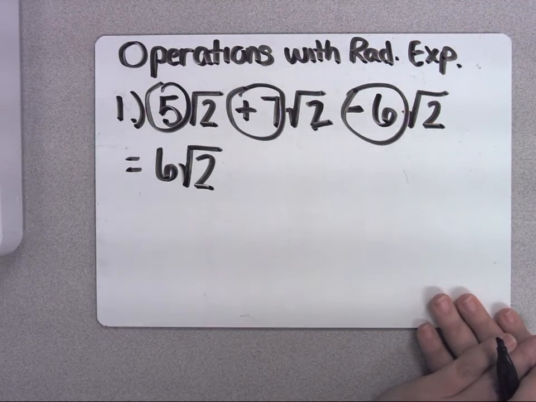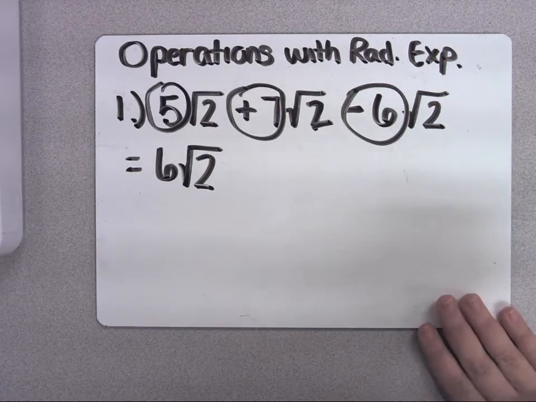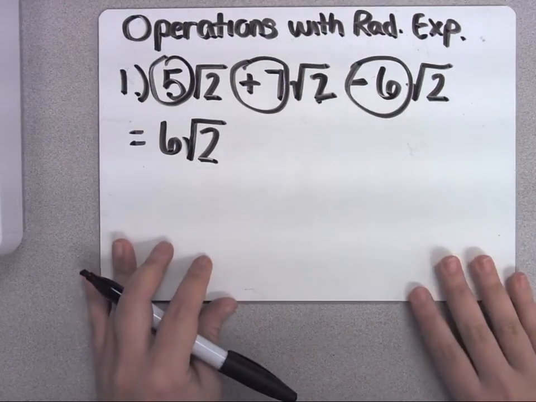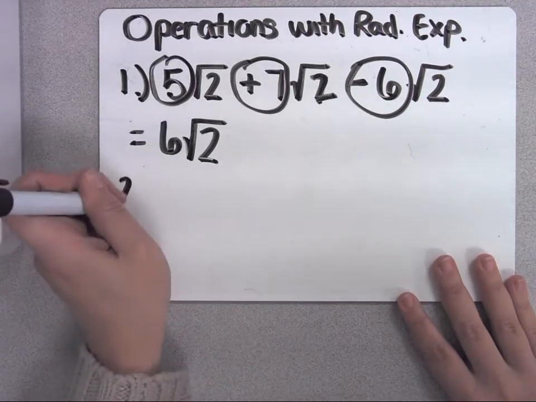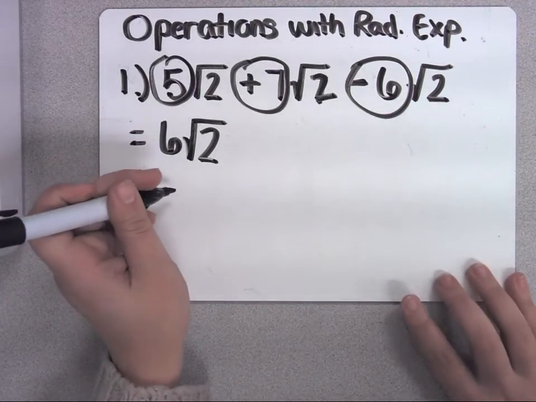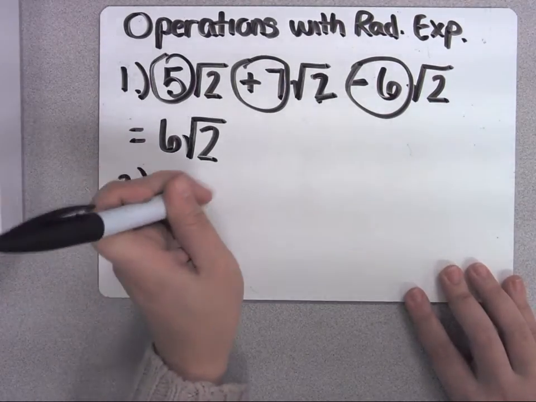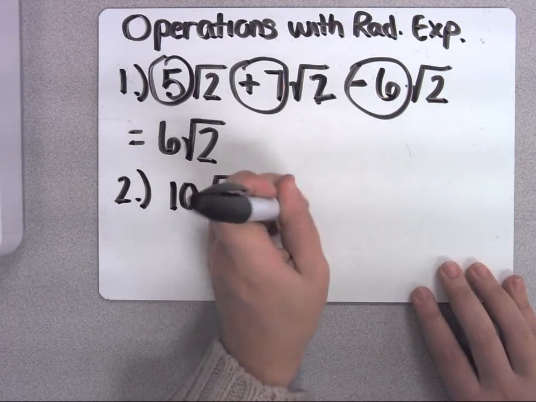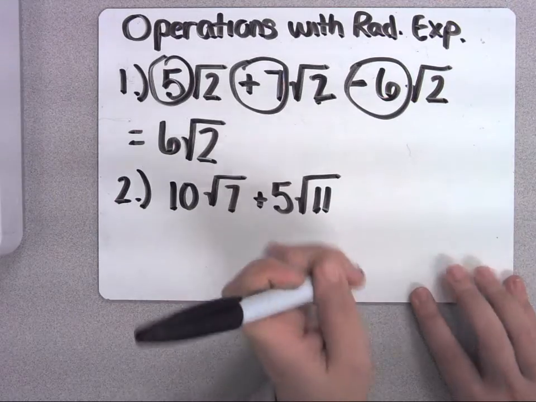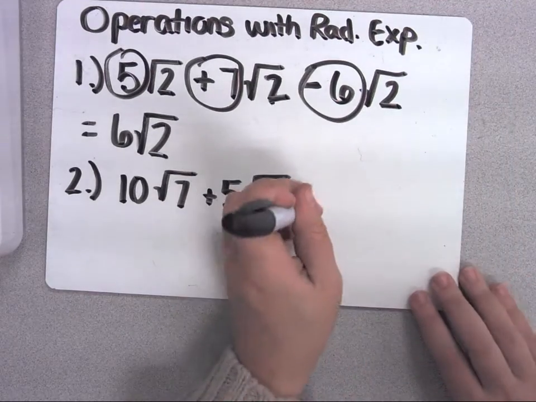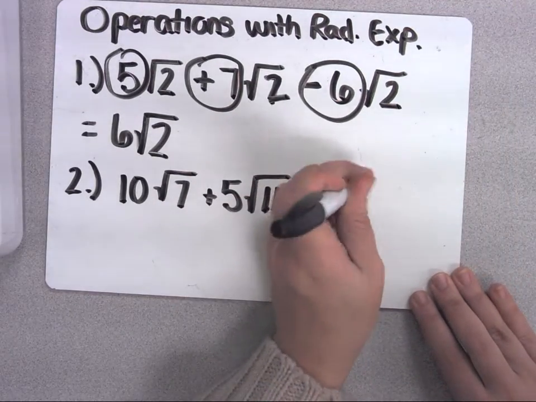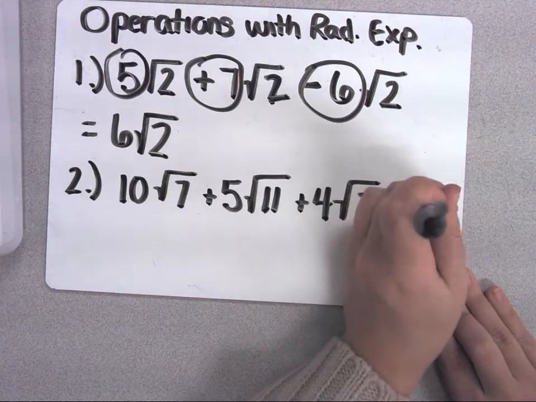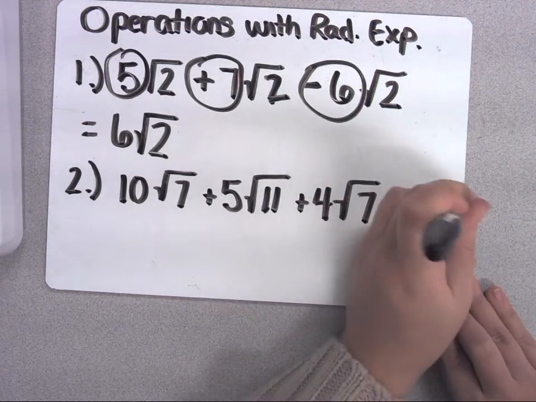So you cannot add radicals unless they're like terms, unless they're the same. Eventually we'll have to make them the same, but we're starting off slow. Starting off easy. How about this guy? 10 square root 7 plus 5 square root 11 plus 4 square root 7 minus 6 square root 11.